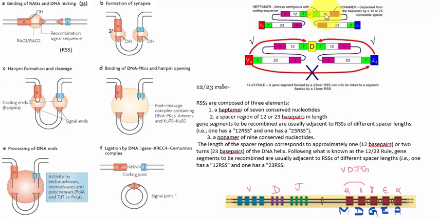So the nonamer is separated from the heptamer by a 12 or 23 nucleotide spacer, and this rule is called the 12 by 23 rule, as the gene segments, that is the VDJ, which are going to be recombined, are usually adjacent to RSS of different spacer length, that is the 12 or 23. Now the 12 by 23 rule, I hope it will help you.